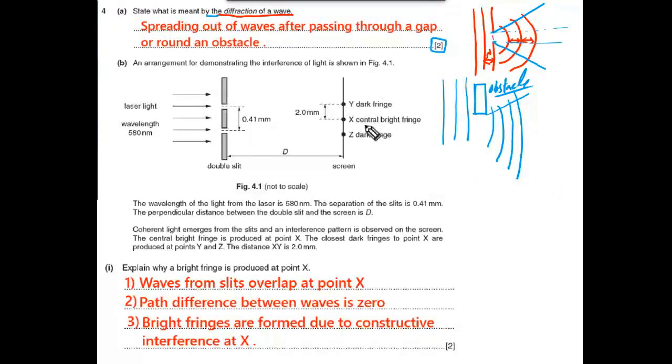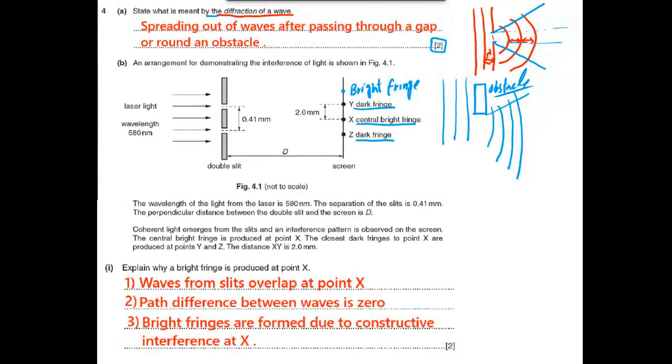So the next thing, the next part, was asking us: if you look at this one, we have a bright fringe at the center, then we have a dark fringe, then again we have a dark fringe. So here, the next one again will be a bright fringe. So I will write down here, here is another bright fringe.